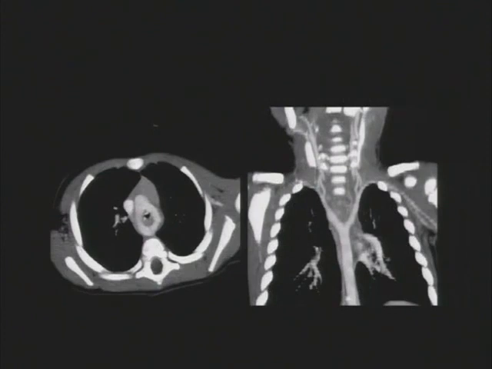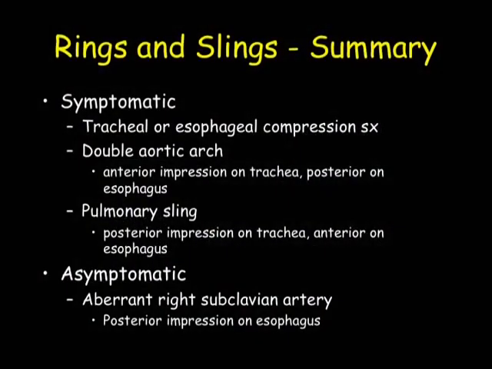Here's a nice example on a CT angio of the double arch, complete double arch here, and you can see the left subclavian coming off here and the right subclavian coming off here. Usually each side comes off of their own arch. So the symptomatic rings and slings are the double arch and the pulmonary sling, and you can differentiate those on the upper GI and then follow it by cross-sectional imaging. The asymptomatic lesion is that aberrant right subclavian artery, which you see fairly commonly.